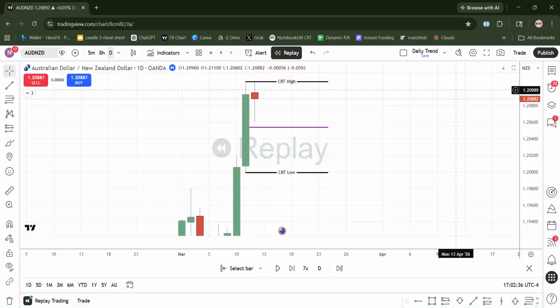Candle Range Theory Trader, back with you for another video, just showing you what to do when candle 3 does not behave or does something unexpected. So let's not waste time and get into it. This is a real trade that I took yesterday for Aussie New Zealand.